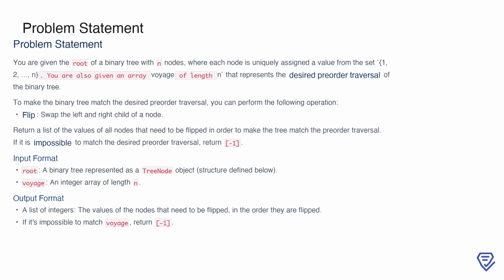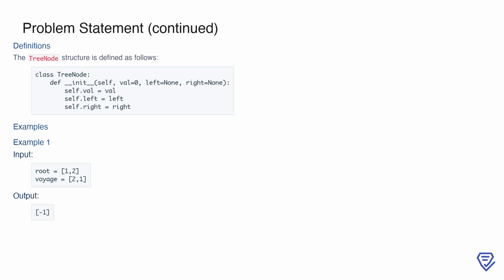The input consists of the binary tree represented as a tree node object and the voyage array. The output is either the list of flipped nodes or -1 if the voyage is impossible to match. To clarify further, the tree node structure used to represent the binary tree is defined in Python code. Each tree node object has three attributes: val, which stores the node value, and left and right, which refer to the left and right children of the node, respectively.